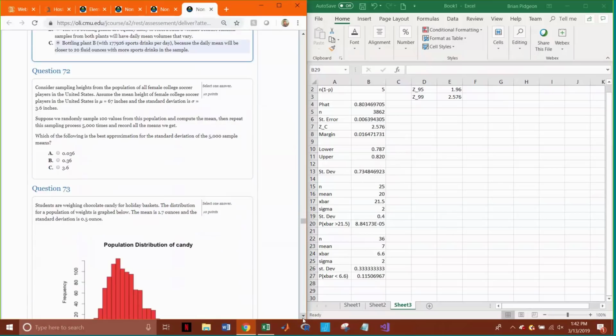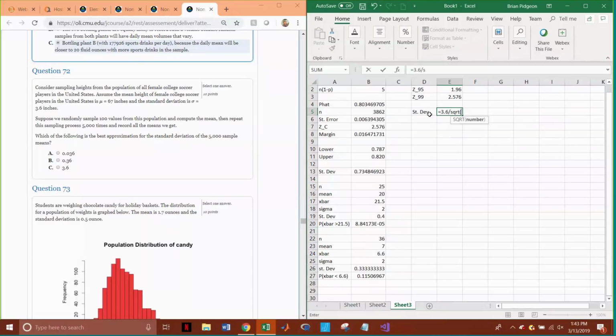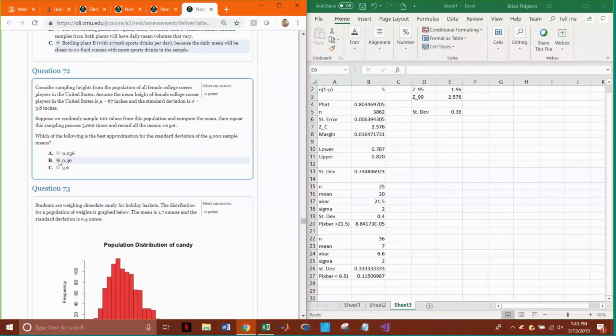Consider sampling heights from the population of all female college soccer players in the U.S. Assume the mean height of female college soccer players is 67 and the standard deviation is 3.6. Suppose we randomly sample 100 values and repeat it 5,000 times. Which of the following is the best approximation for the standard deviation? Well, once again, this is just saying what's the best approximation of the standard deviation of the sampling distribution, which is sigma divided by the square root of your sample size. Our sample size is 100. So 3.6 divided by the square root of 100 is 0.36.